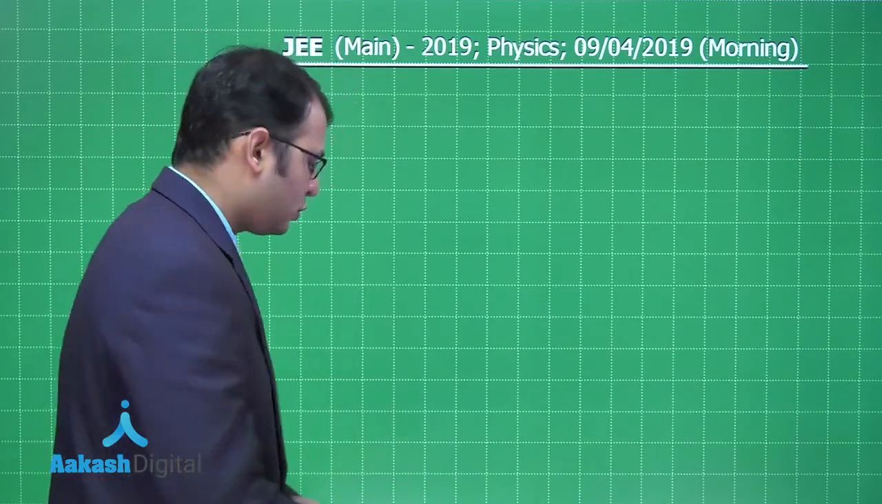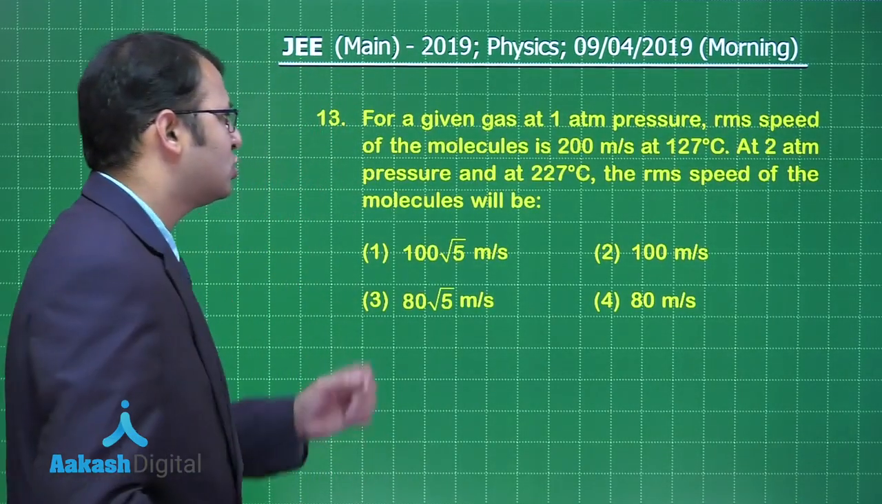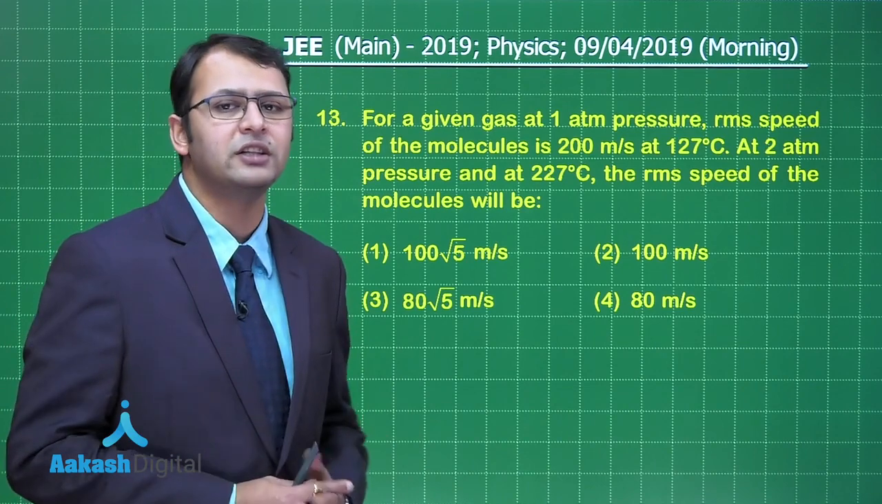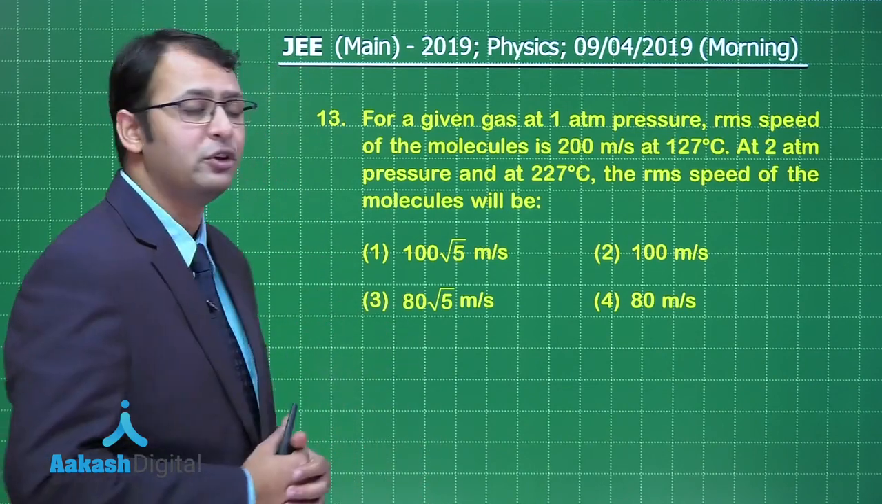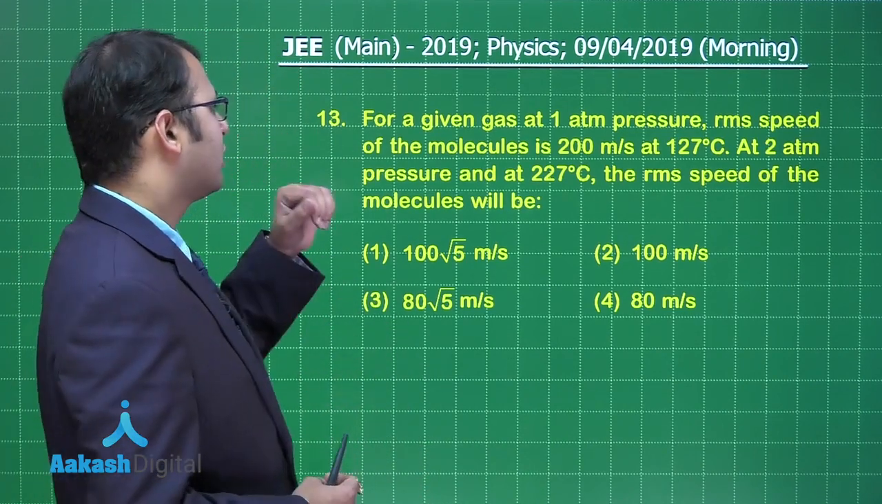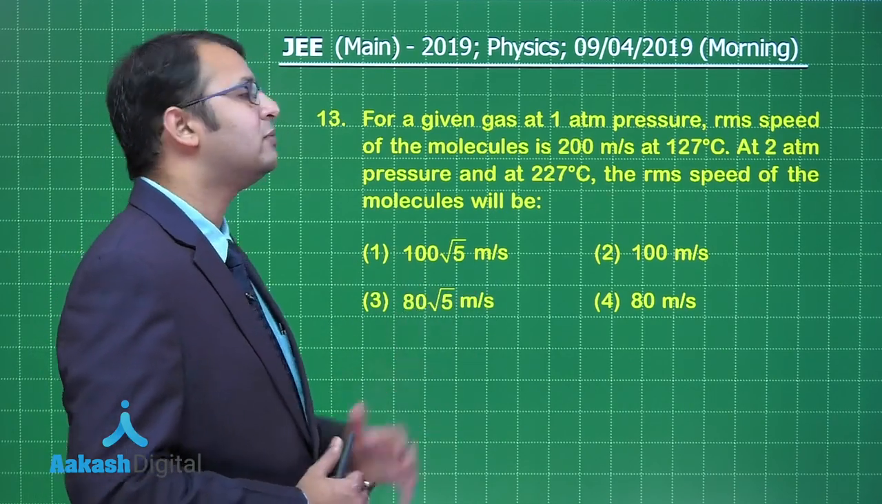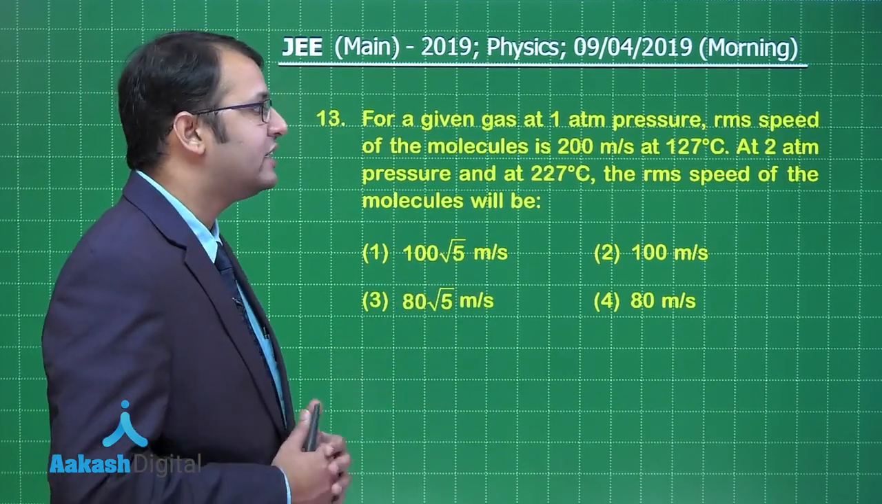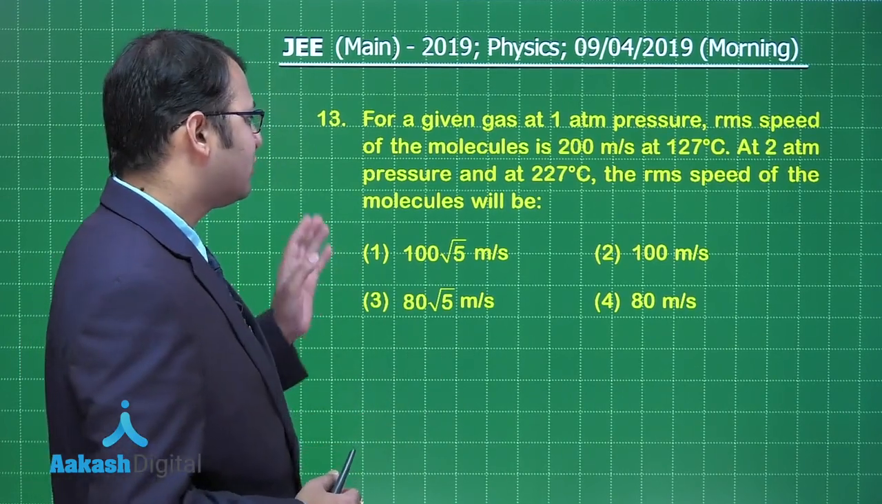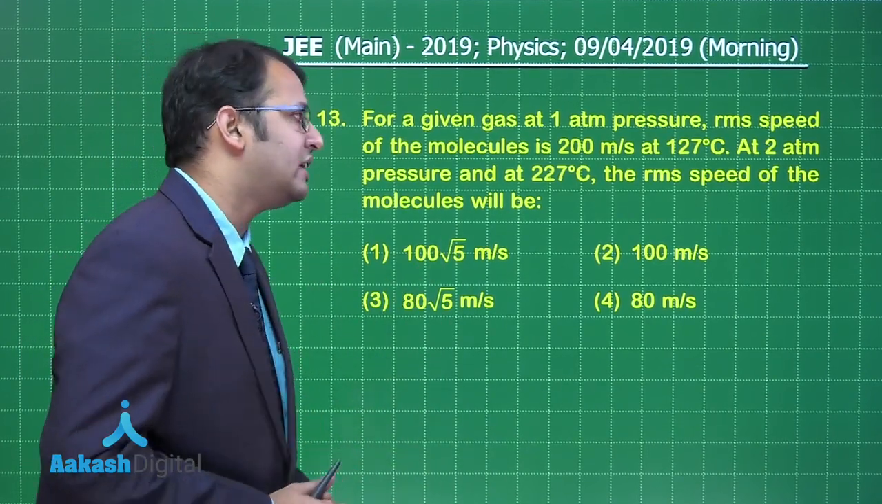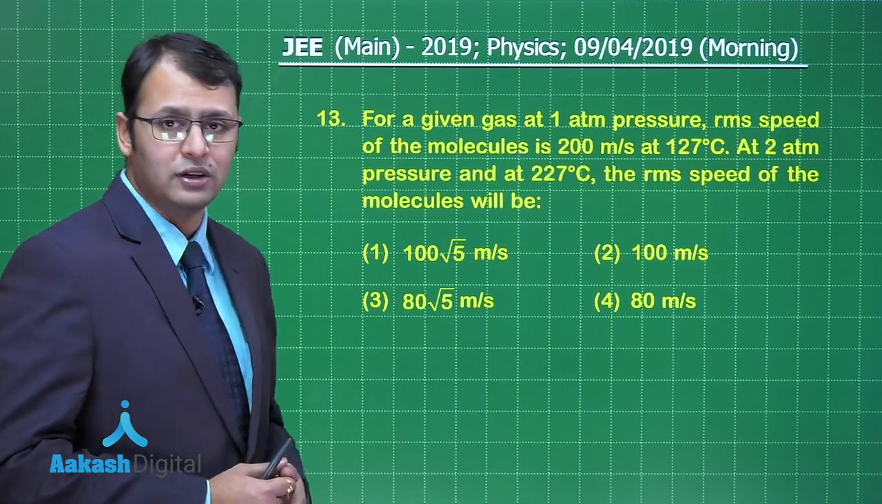Now let's take up the next question, that is question number 13. The question you see here belongs to the section of heat and thermodynamics from the chapter kinetic theory of gases. Here, for a given gas at 1 atmospheric pressure, the RMS speed of the molecules is 200 meter per second at 127 degrees centigrade. At 2 atmospheric pressure and at 227 degrees centigrade, the RMS speed of the molecules will be.